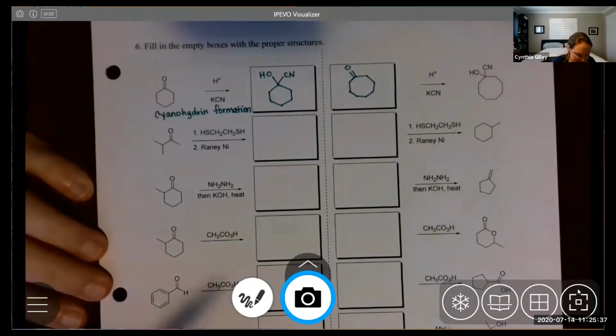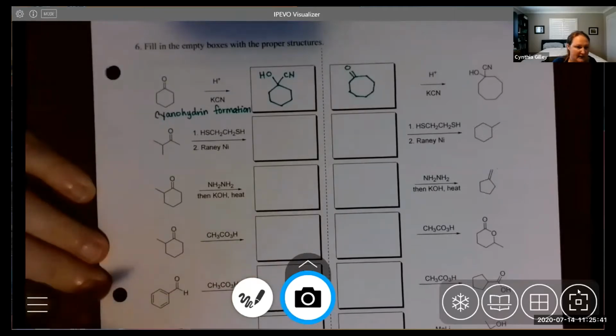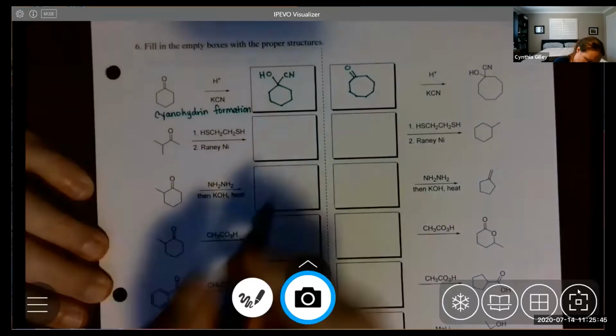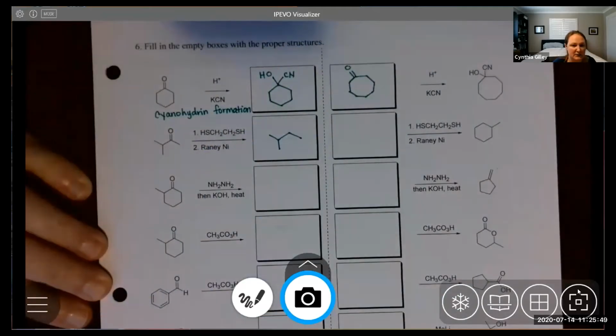And this is the Raney nickel reduction of the cyclic thioacetal. Remember that it completely removes that carbonyl all the way down to a CH2, which in this case would make methylbutane.